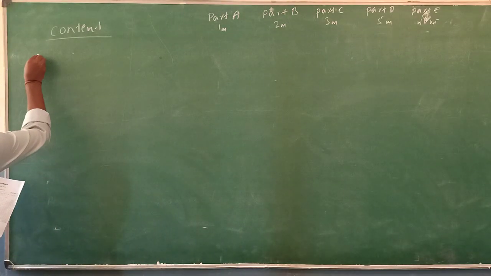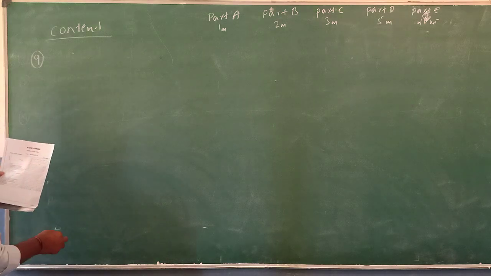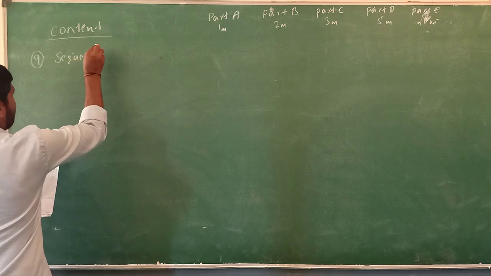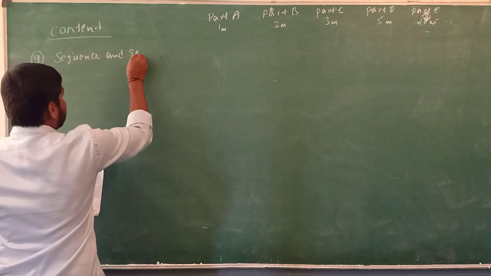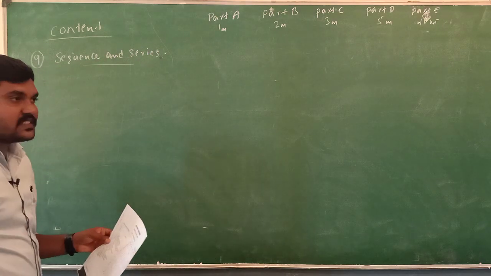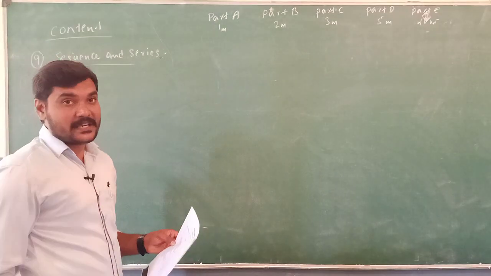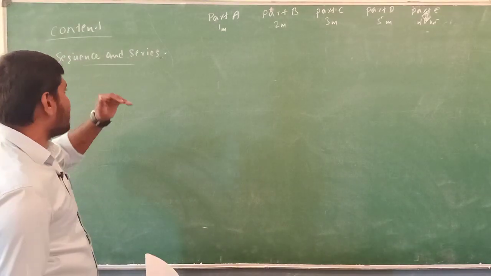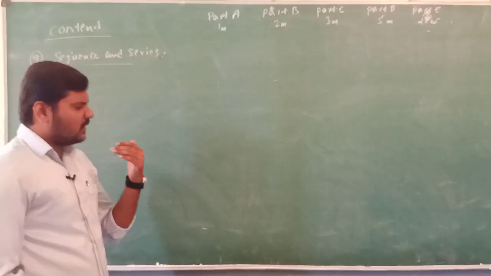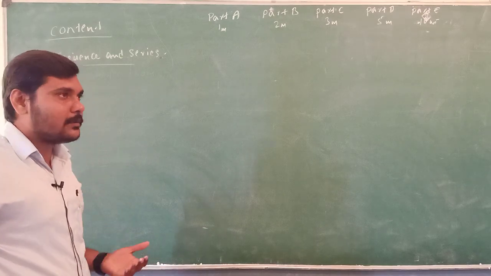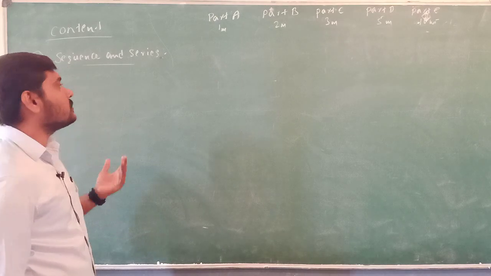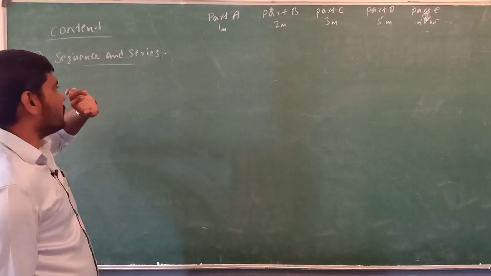Okay, next one, the ninth chapter, sequence and series. This is the chapter which is an extension of AP, GP, and HP, harmonic progression. In class 10 or class 9 itself, you have learned about AP, arithmetic progression, as well as geometric progression. By using those concepts, we are going to study the chapter sequence and series.